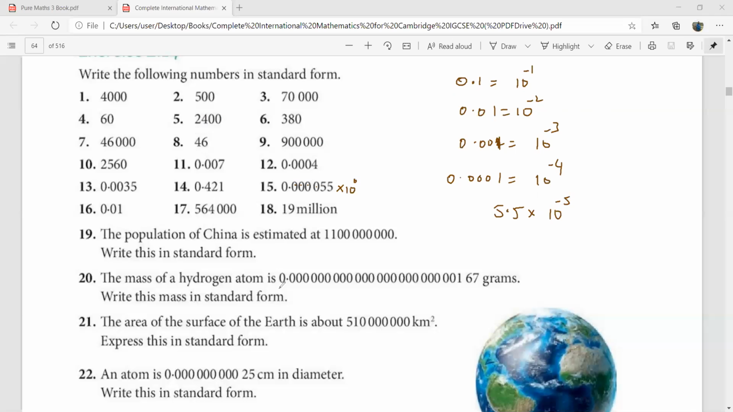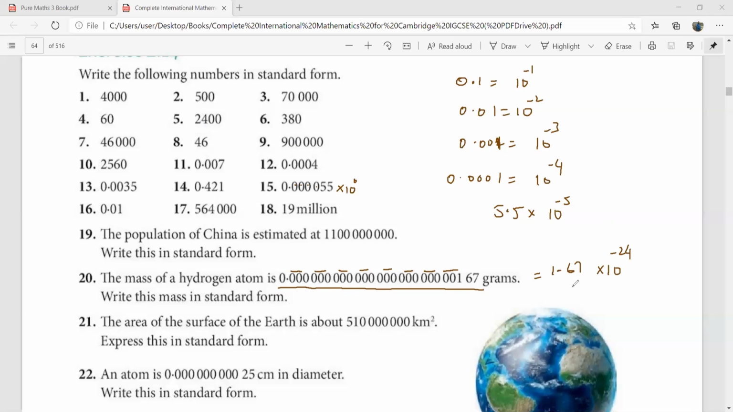Look at this number, the mass of a hydrogen atom. So let me count all these zeros. This is 1, 2, 3, 4, 5, 6, 7. And this is 7 threes are 21, then 24, and minus 24. This is going to be 1.67 times 10 raised to power minus 24. Such a small number, 1.67 times 10 raised to power minus 24.